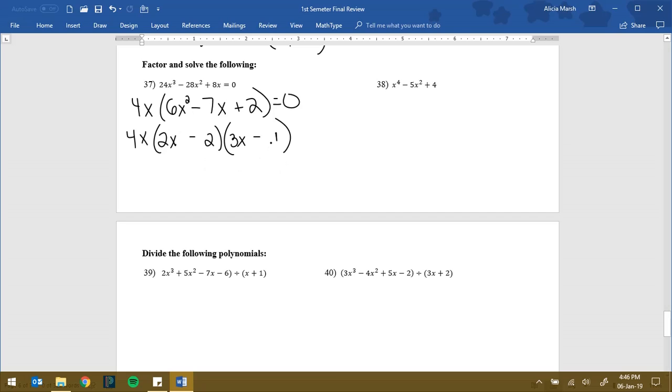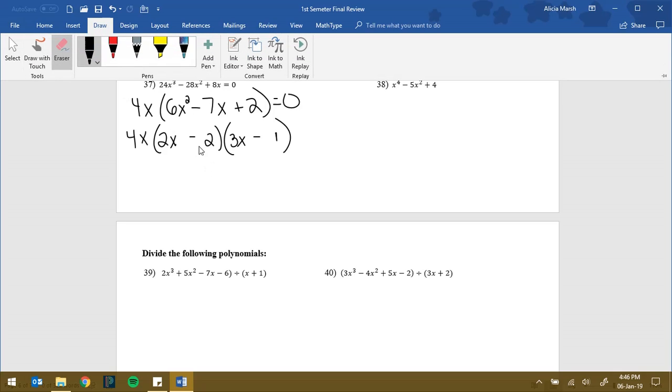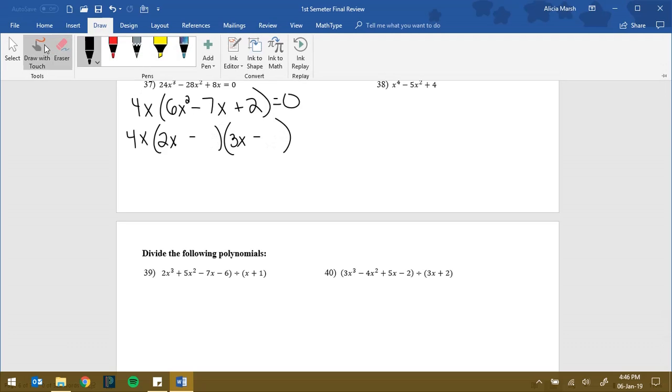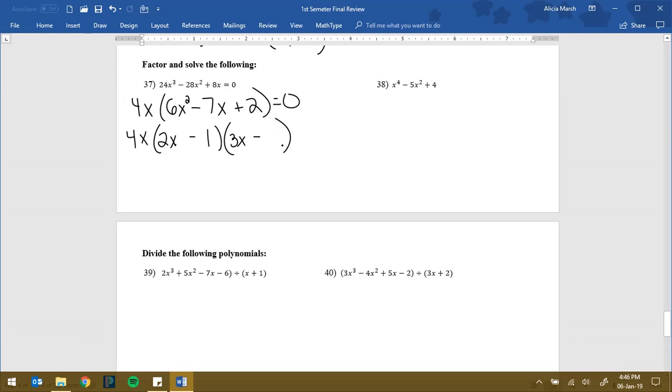So I got 2x, negative 6x. Oh, that's a negative 8x. That's not what I wanted. I wanted negative 7. So let's flip the 2 and the 1 around. Let's see if that helps. 1 and 2. So that's negative 4x, negative 3x. There we go. There's my negative 7x.